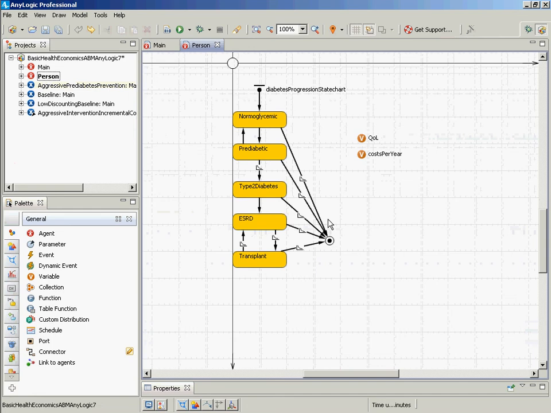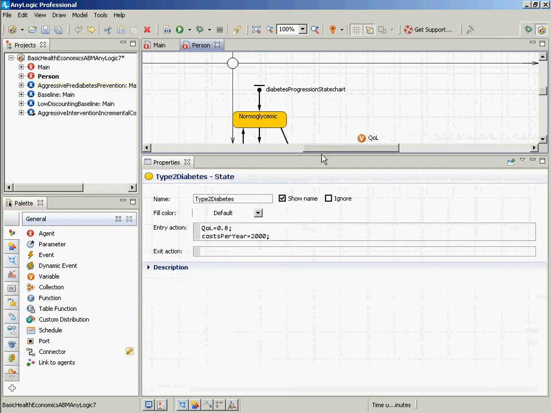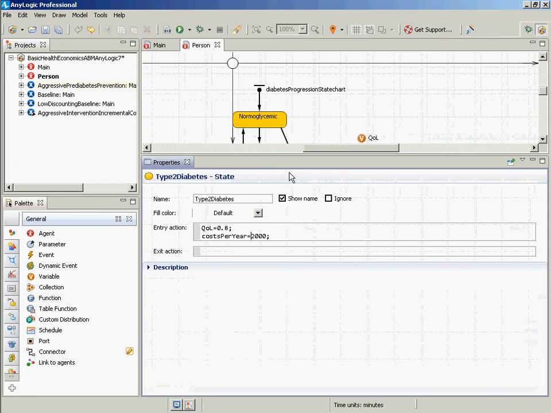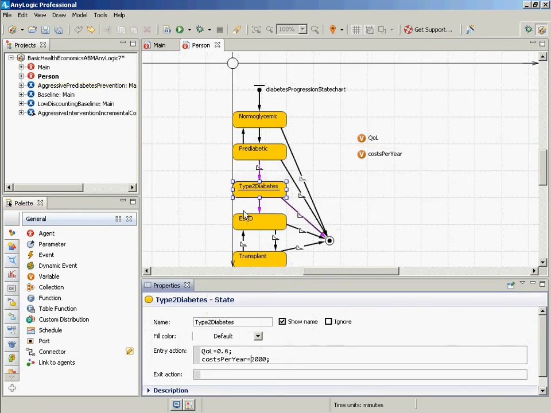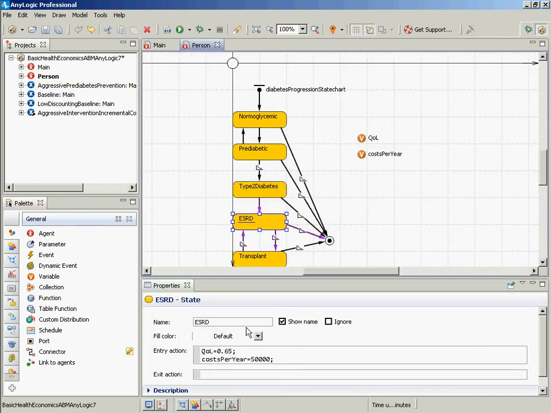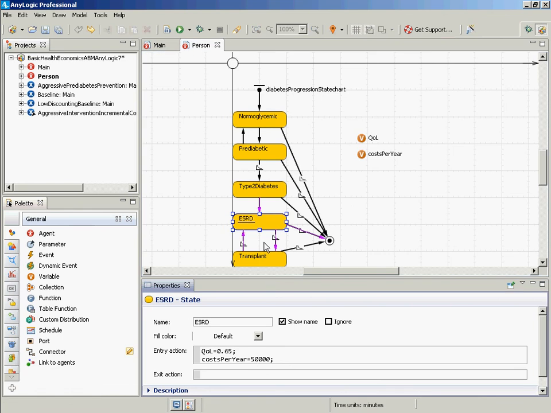Well, they're actually set within each state. If this person has, say, type 2 diabetes, we assign them a certain quality of life based on that, and a certain number of costs per year. Now, these numbers are really for demonstration purposes. They're not grounded in the literature. The point is, though, that within each health state, we may specify a certain number of costs per year and a certain quality of life.